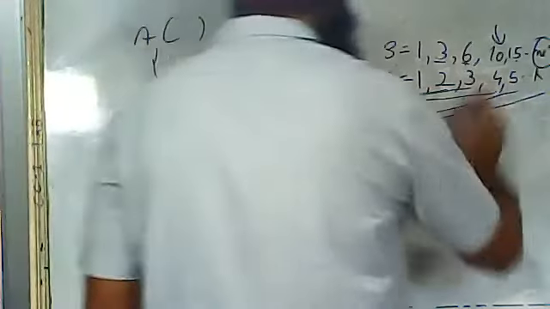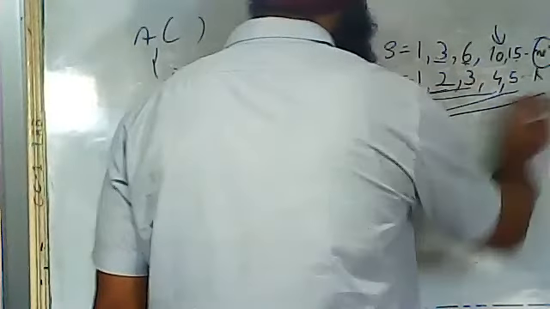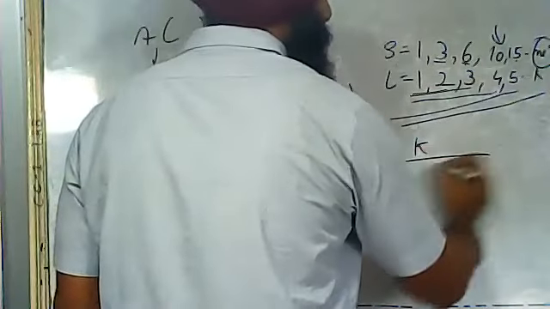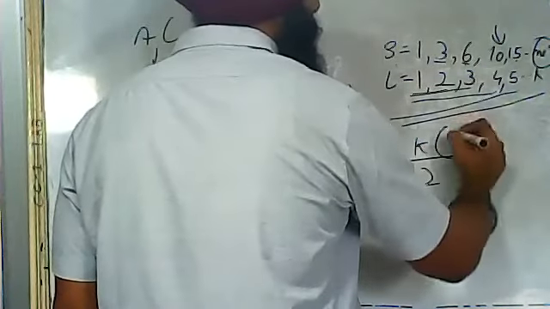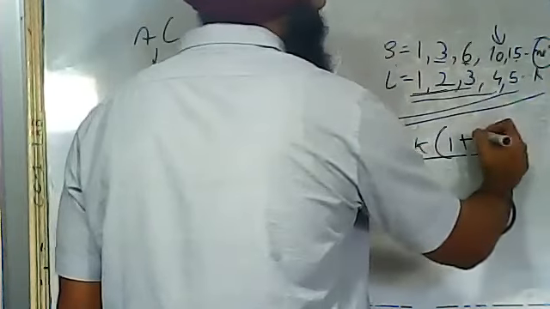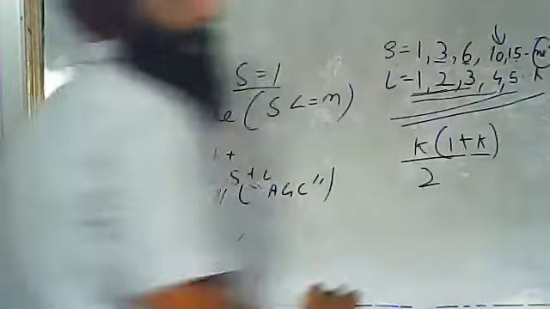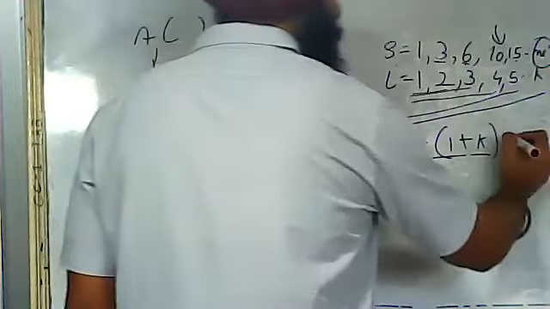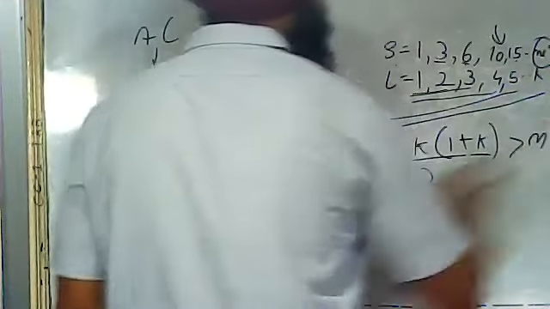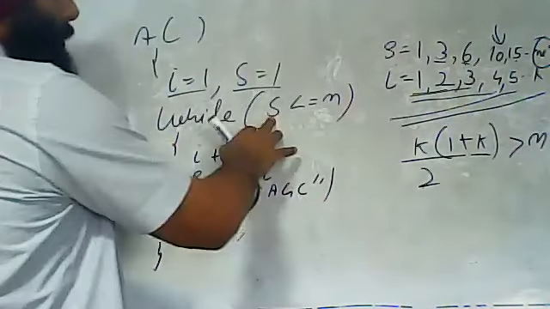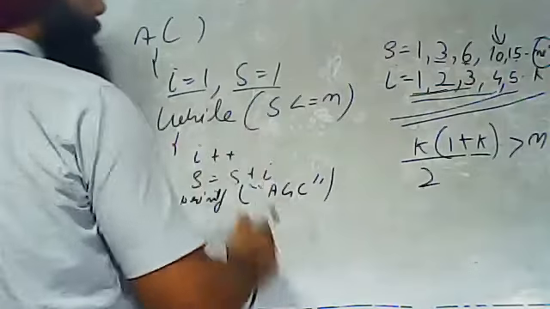So how do we find out the sum of all natural numbers? That is done by number of terms divided by 2, times the first term, that is 1, plus the last term, that is k. So this whole term should be greater than n. Then only this loop will get stopped, and this will be the worst case.